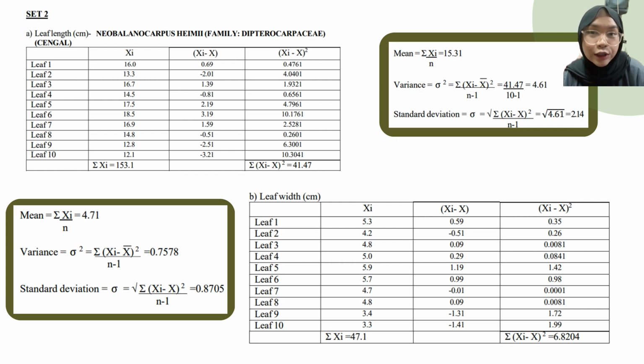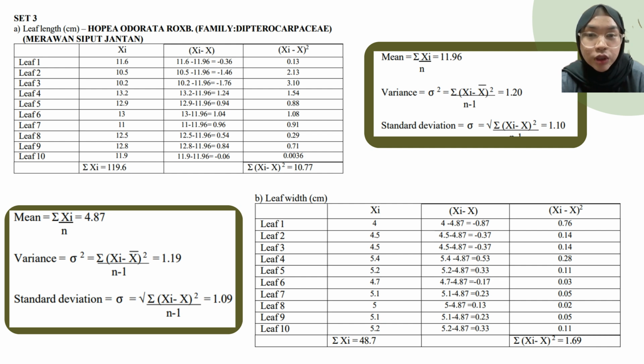Okay, for Set 2B, the leaf width had a mean of 4.71 cm, which is the smallest among all 3 sets. The variance was 0.76 and the standard deviation was 0.87 cm. So, although the leaves were smaller in width, there was still a fair amount of variation.